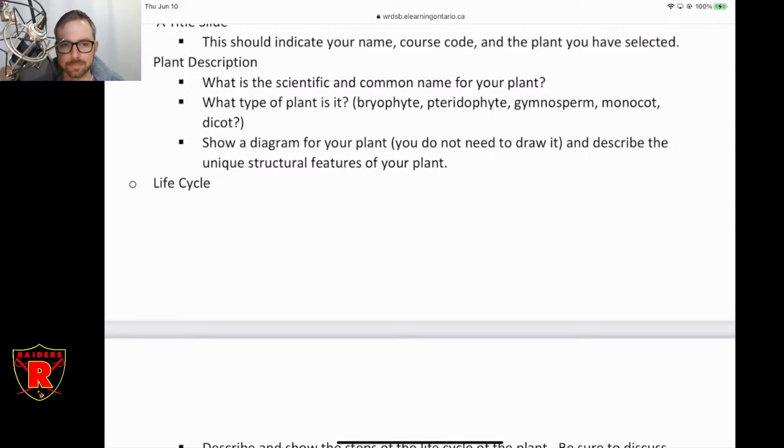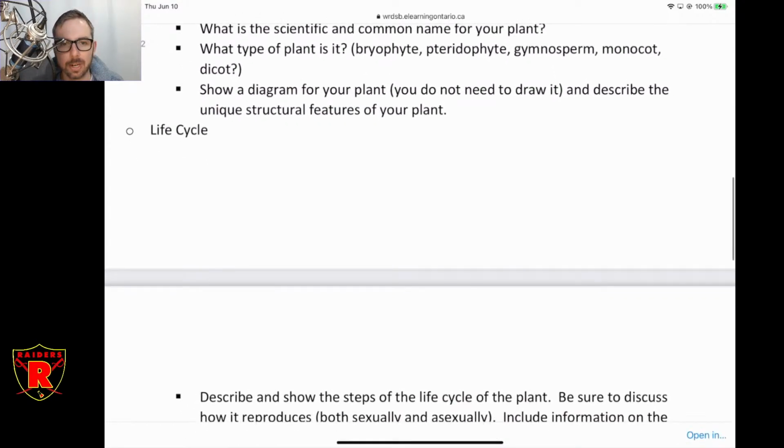What is your plant? Show me a diagram of your plant. You don't need to draw the diagram. However, you need to describe the unique structural features of the plant, okay? So you can't just use a pre-made diagram that has the structural features described already on it. You are going to describe the structural features. So diagram and structural features.